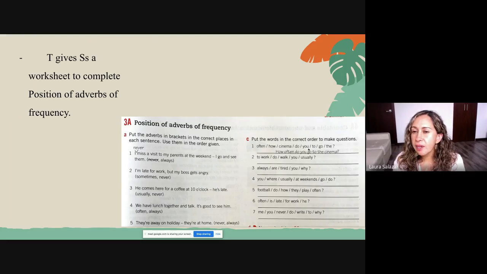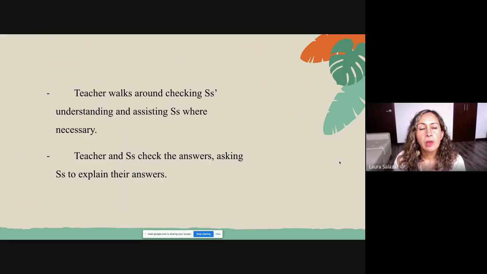So at the beginning, they have different words that they need to put in order and to form questions. Teacher walks around checking students' understanding and assisting students when necessary. Teacher and students check the answers, asking students to explain their answers.